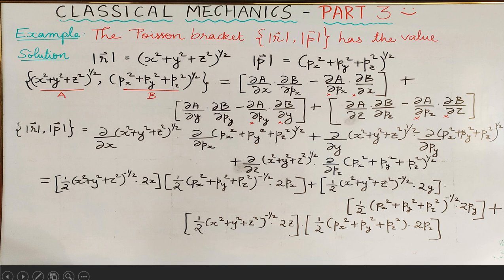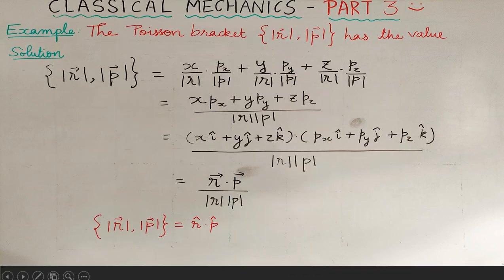So now after differentiation, you can see that this term is similar to 1 by mod r and this term is similar to 1 by mod p. So the 2 everywhere gets cancelled. So here x is present and here px is present and everywhere it's y, py, z, pz. So now my next step is, on writing those terms as mod r and mod p, I get x by mod r into px by mod p, y by mod r into py by mod p, and z by mod r into pz by mod p. So on simplifying this, I have this term.